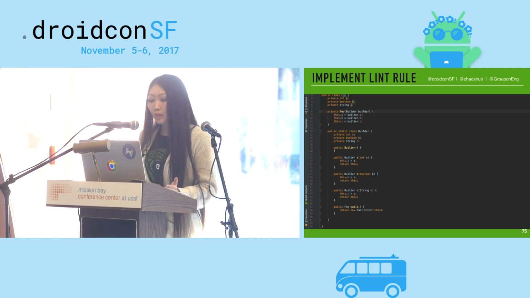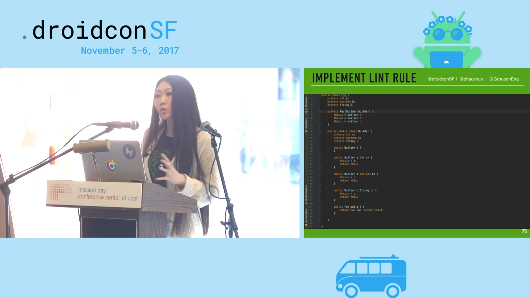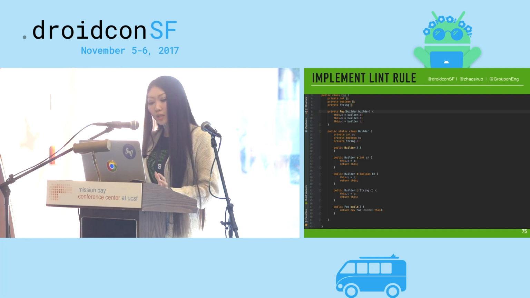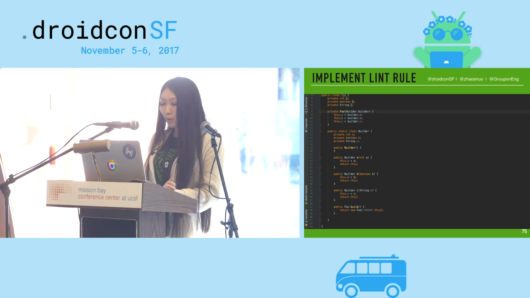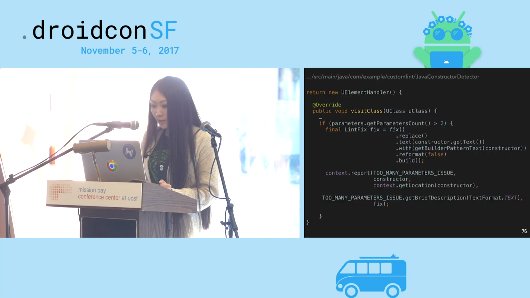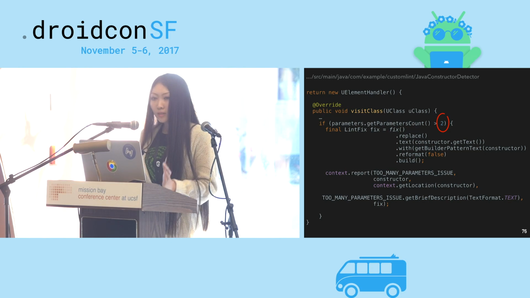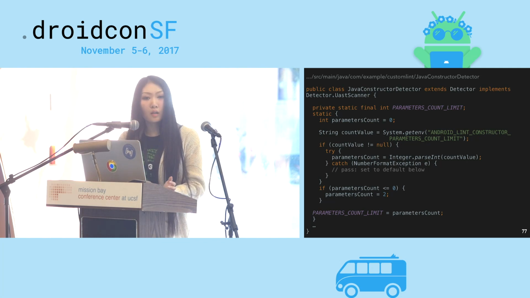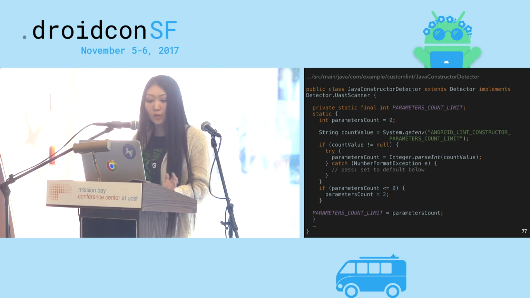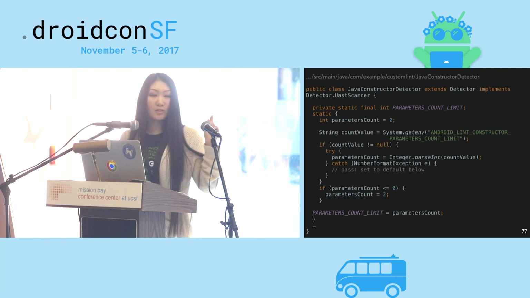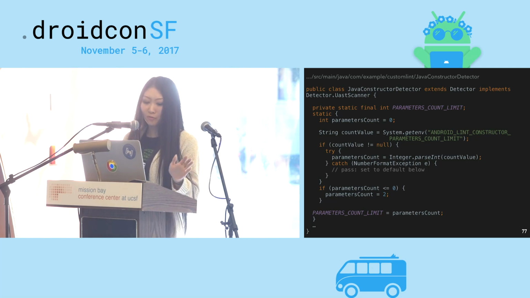Like I said, in the example of 2D layout, you can use the environment variable to configure Lint. And remember, currently in our example, I'm just hard-coding the limit of parameters in the constructor, like here. So why not use the environment variable if there is one? So within our detector, I will declare a parameters count limit and then try to assign it with the System.getenv Android Lint constructor parameters count limit if there's a valid one. By the way, that's really bad naming. You should use something better if you've got one.